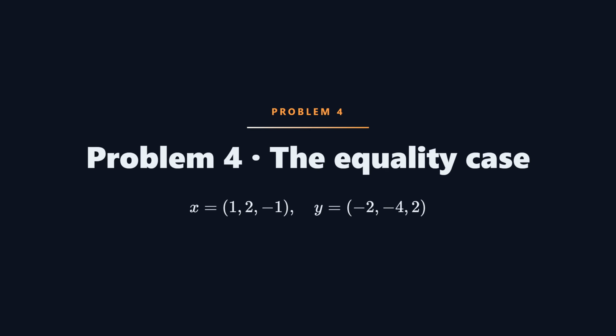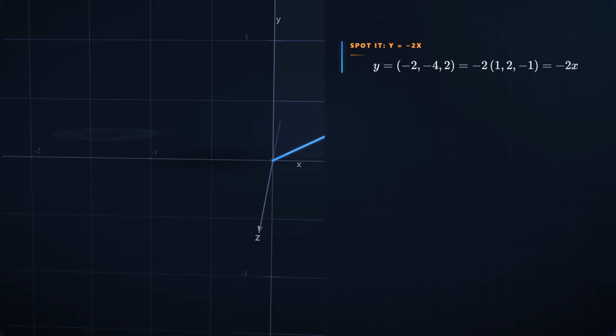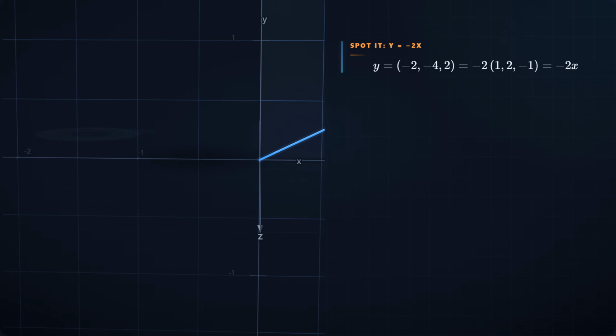Problem 4. Cauchy-Schwarz becomes an equality in exactly one situation. Test these two vectors and explain what you see. Pause and try. First, look before you compute. y is -2 times x. The second vector is just the first, scaled. They're linearly dependent.